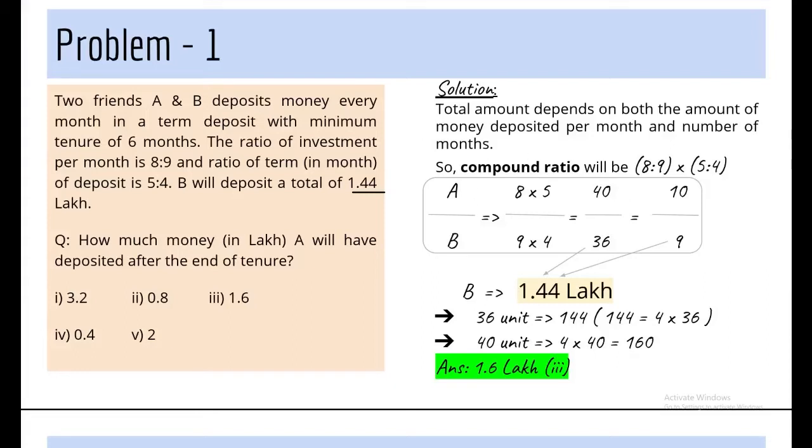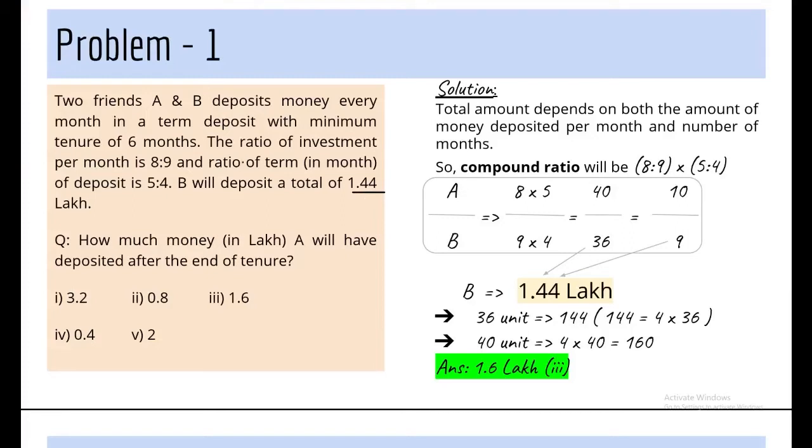Suppose here we know the value for B, that means how much money B deposited. B's deposits are 9 units for the investment per month and 4 units for the term. So B deposited 9 units of money for 4 units of time, and that adds up to 1.44 lakh, which means 1,44,000.